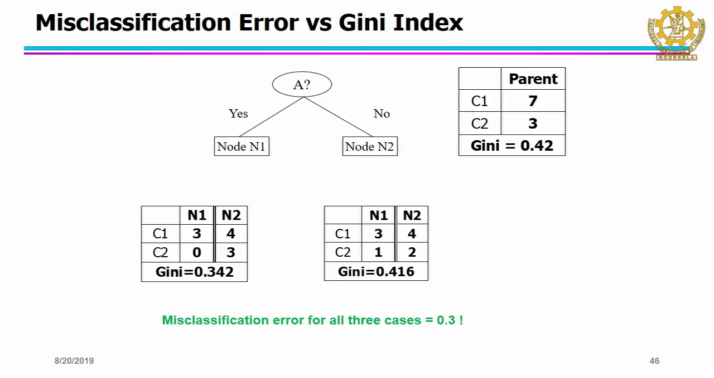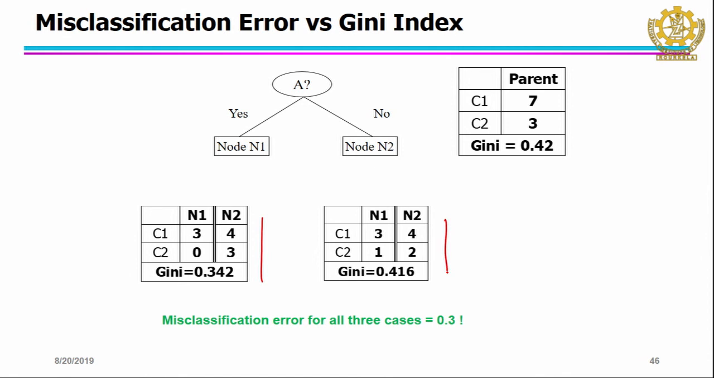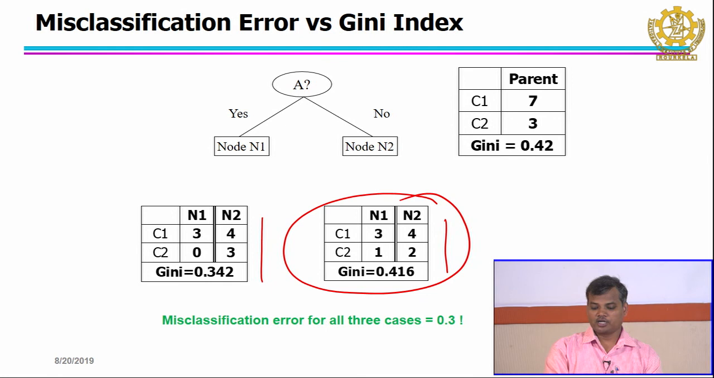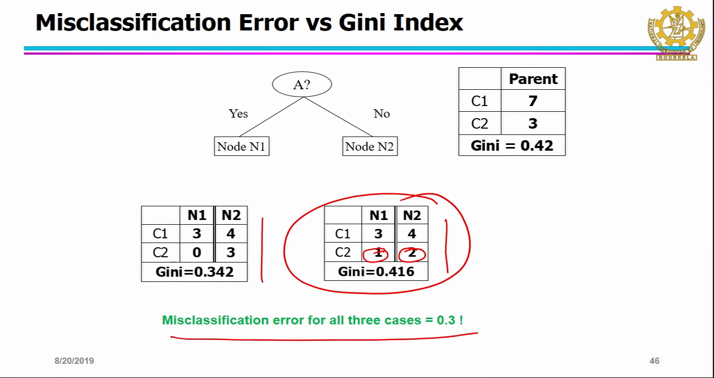So, this is one more example. This is another distribution, the same as before, and here is a different distribution. What will be the error for this one? For this node, this object will be an error, and for this node, these 2 objects will be errors. So the total number of errors is 3, and the total number of objects is 10. So the error will be 3 by 10. This is the misclassification error, and for all 3 cases it is 0.3.